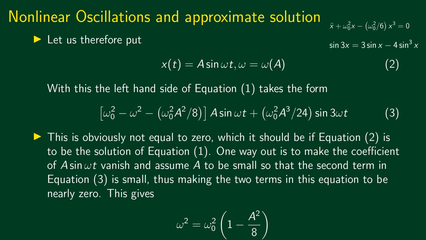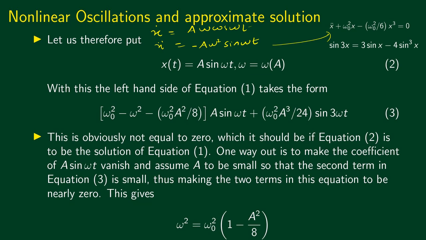So we try the solution x of t is equal to a sine omega t. For the nonlinear term, we try a solution of the same form, but now there's a small change. We say that this omega now depends on a, so omega is omega of a. What we do, as usual, is substitute this back into the equation. Here x dot is a omega cos omega t, and x double dot is equal to minus a omega square sine omega t.